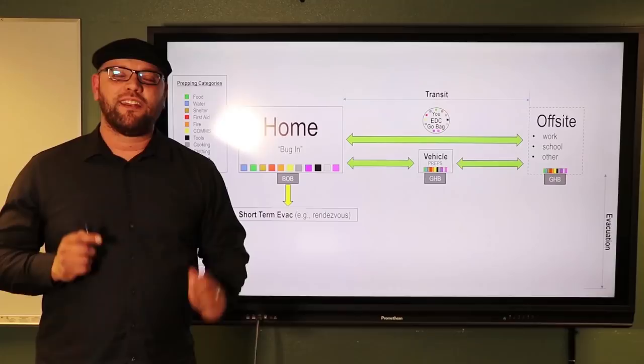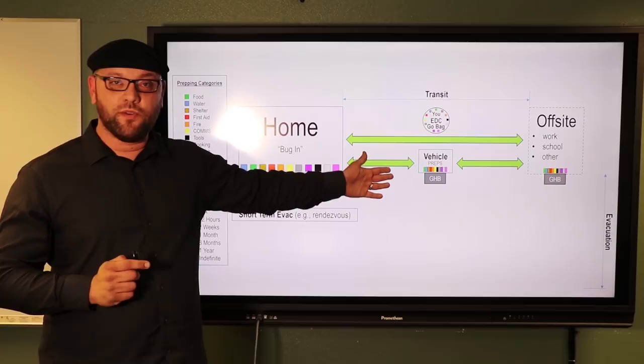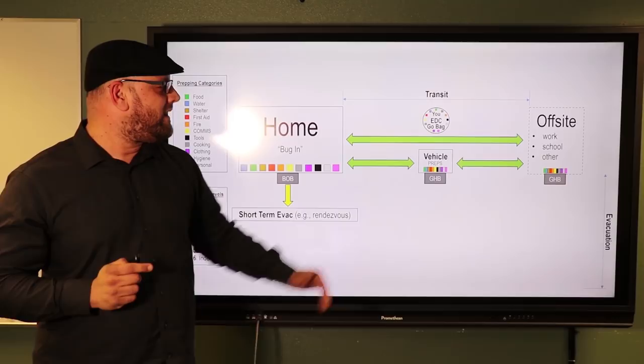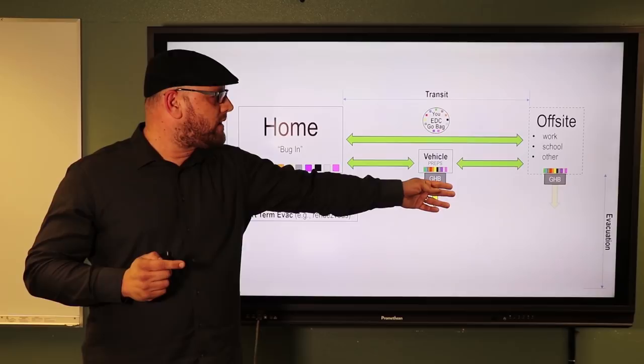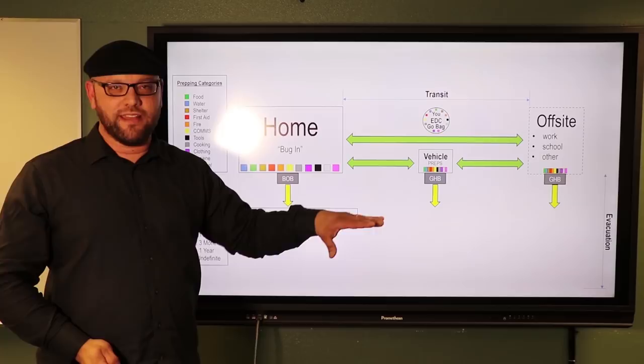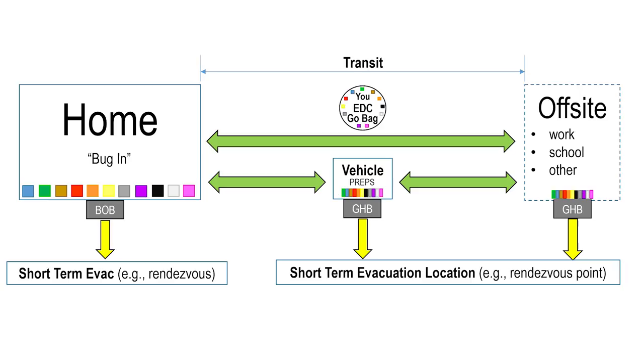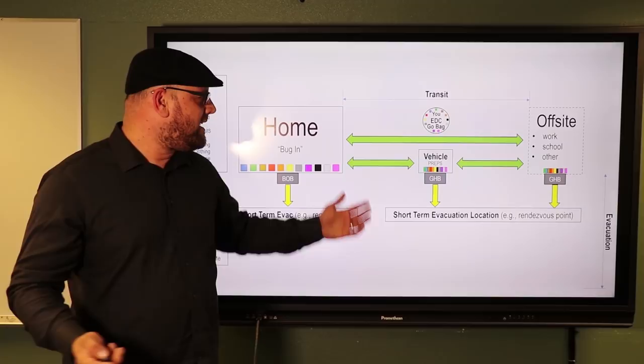Not all emergencies happen when you're at your home location. So sometimes an emergency might happen when you're in your vehicle transiting from home to work, or maybe you're at work, you work 8 hours a day. So you might want to evacuate from your vehicle, maybe you're stuck on the side of the road, or you might want to evacuate when you're at the office. Maybe there's some kind of emergency situation happening at the downtown area that you're working at. And so the goal for this is to get to a short-term evacuation location, again, another rendezvous point. So maybe outside of your office building, the building's on fire or something like that. Maybe your car's stuck on the side of the road and you need to get to a safer location.